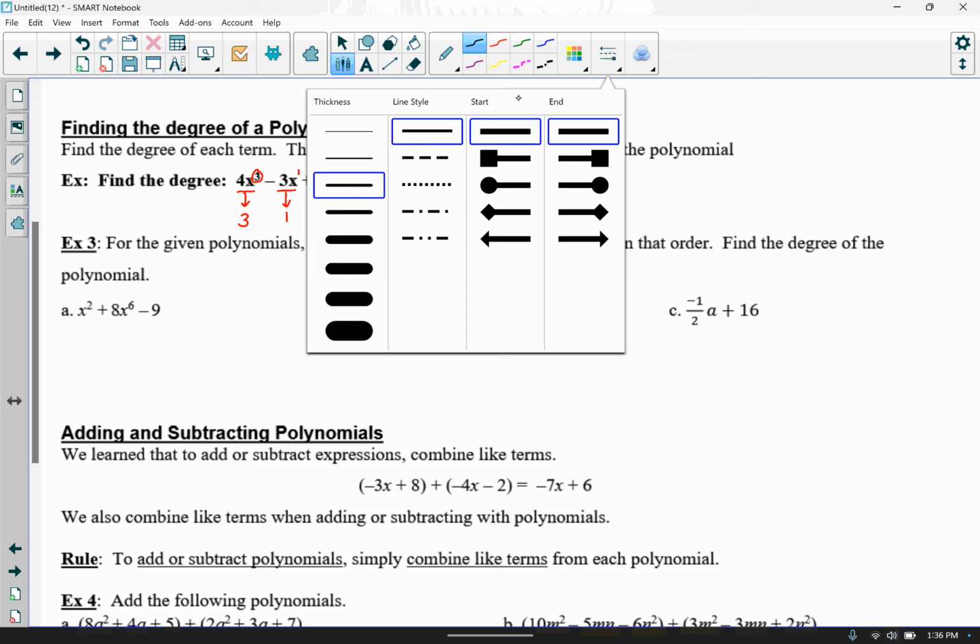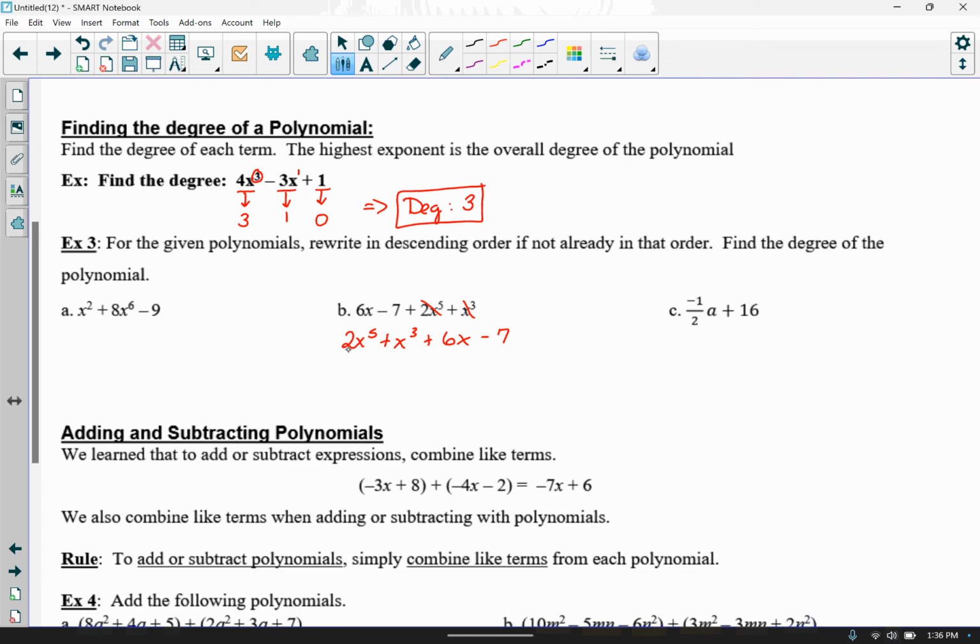I can look at each individual term and find the degree of each term. This time we've got 4 terms. The degree of that first term, just look at the exponent. The degree of the second term. The degree of the next term, imaginary 1. And the degree of any number is always 0. Go through those and pick the highest. The overall degree here would be 5. But like I said, if you take the time to write it in descending order, then that very first term is going to be your overall degree, the exponent on that first term.